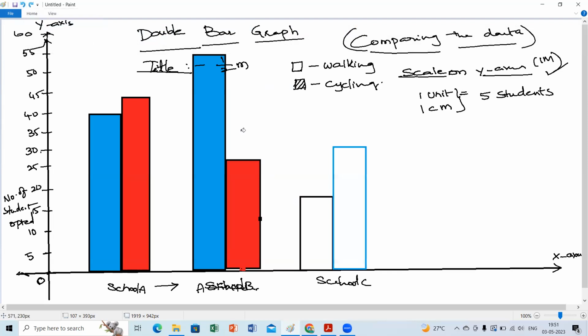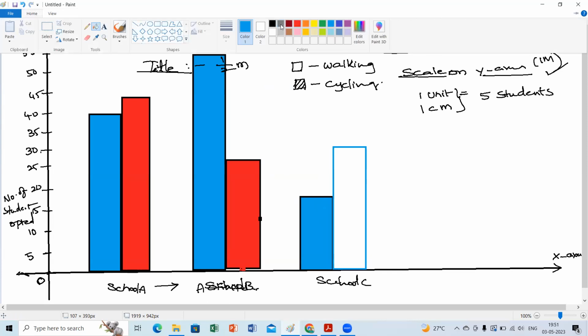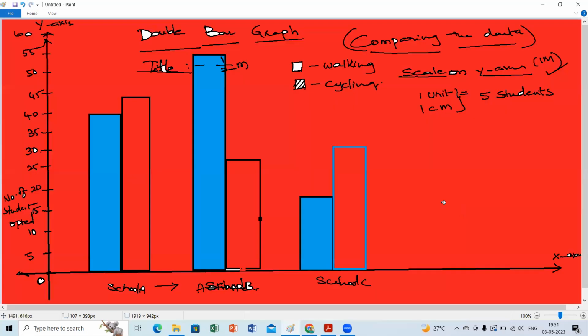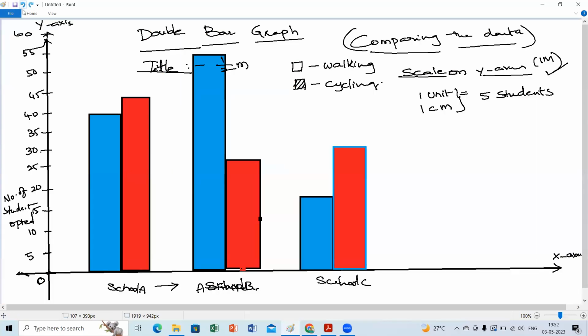It's wrong. The border should be black, ma'am. Okay, it should be red. She took the opposite. Yes, you can. Oh, sorry. Yes, that's all. Okay, fine. So this is the way you can draw the double bar graph, children.